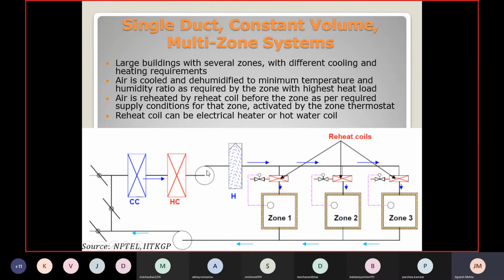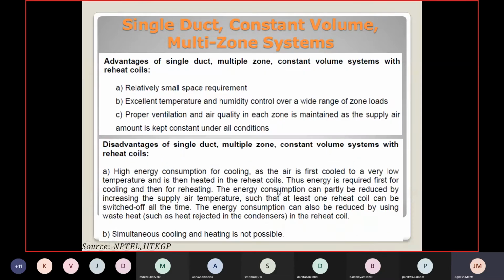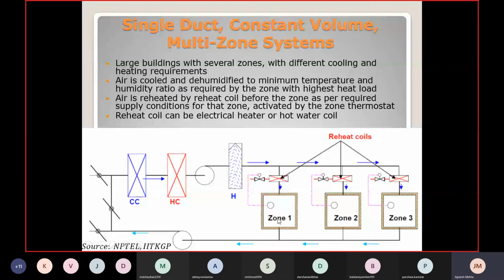So this is the supply air blower, and then it is supplied to individual spaces, but before it is finally supplied into the given zone, there are reheat coils. So if the load on the room is less, then you can reheat that air. For example, this air is coming at 13 degrees Celsius. Now the room load is not high.